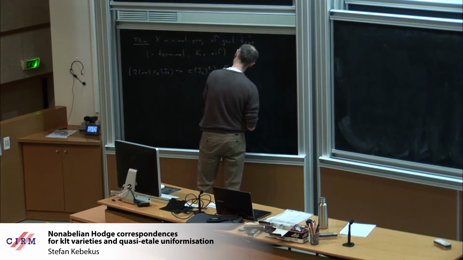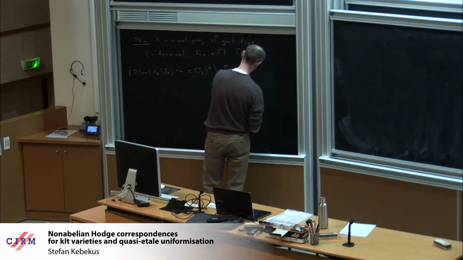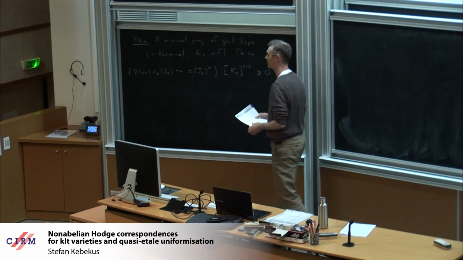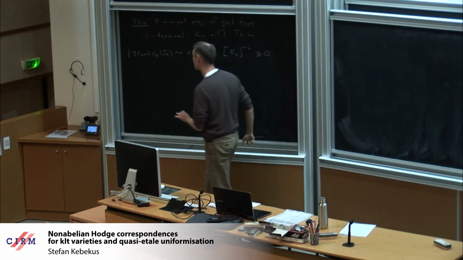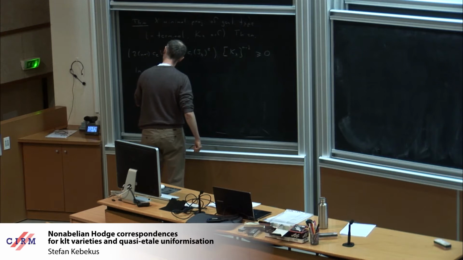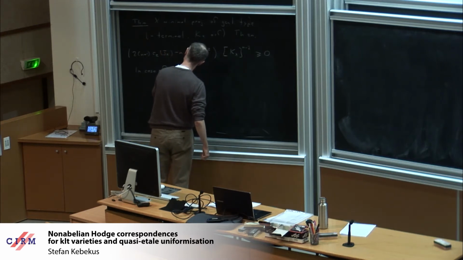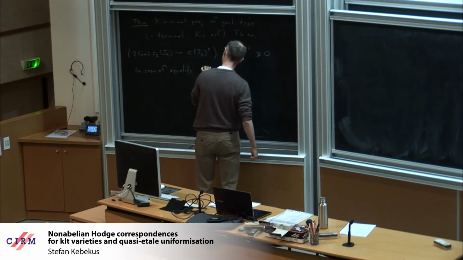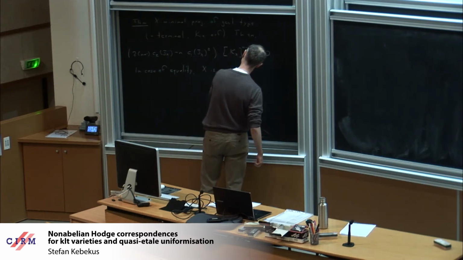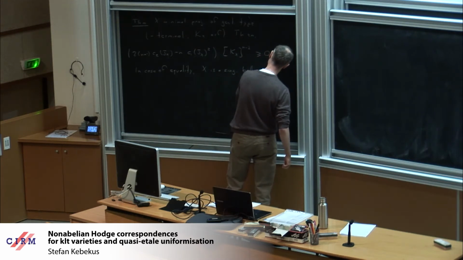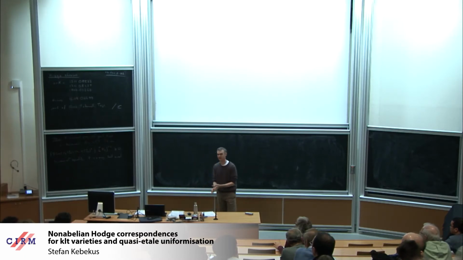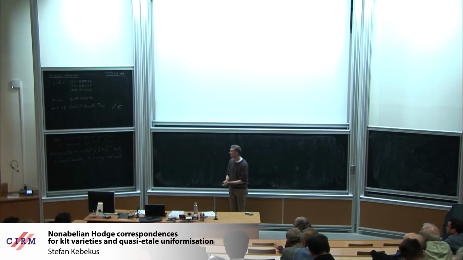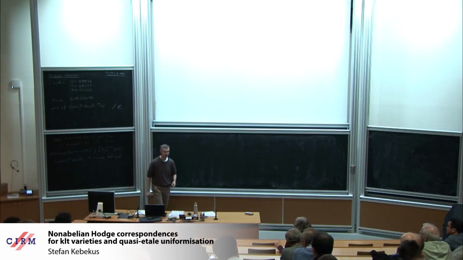squared, times the canonical class to the n minus 2, is larger than or equal to 0, where n is, of course, the dimension. And in case of equality, X is a singular Borel quotient. This theorem has, of course, a long history. For manifolds, this is a classical result, I think, due to Yau. For singular spaces, it was announced several times, but to the best of our knowledge, no result has appeared so far.